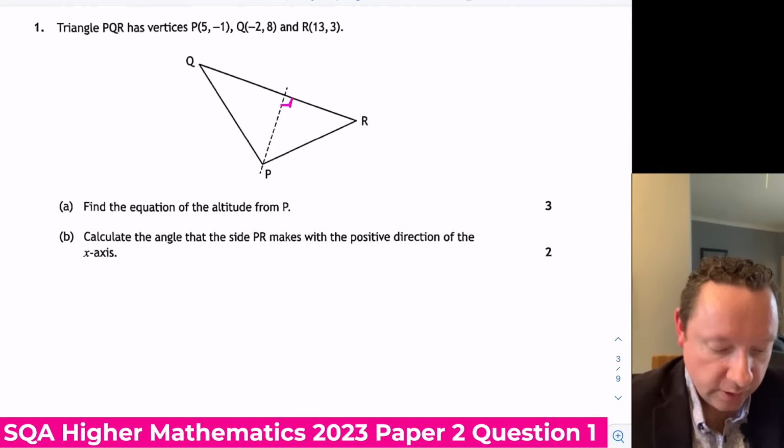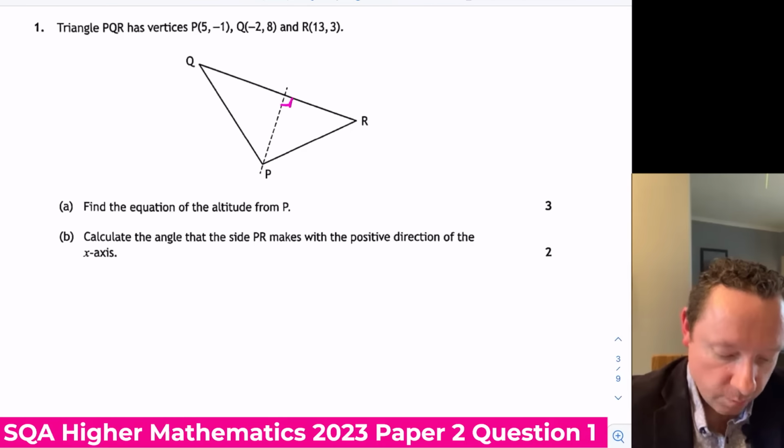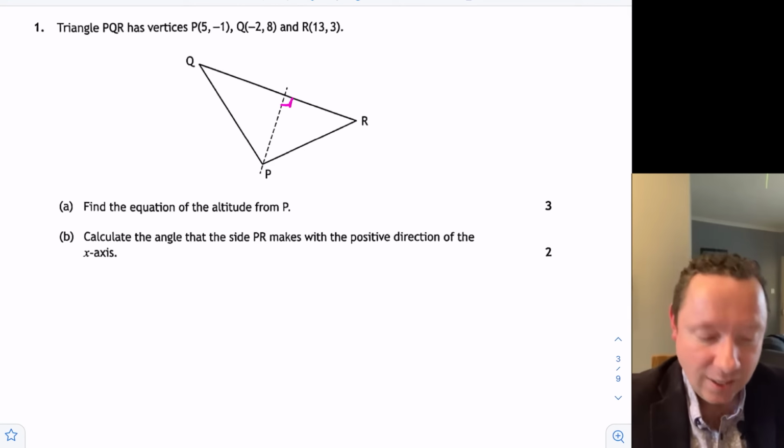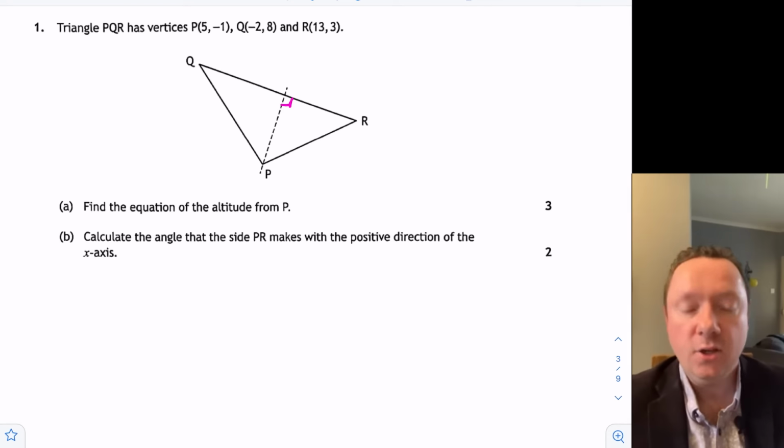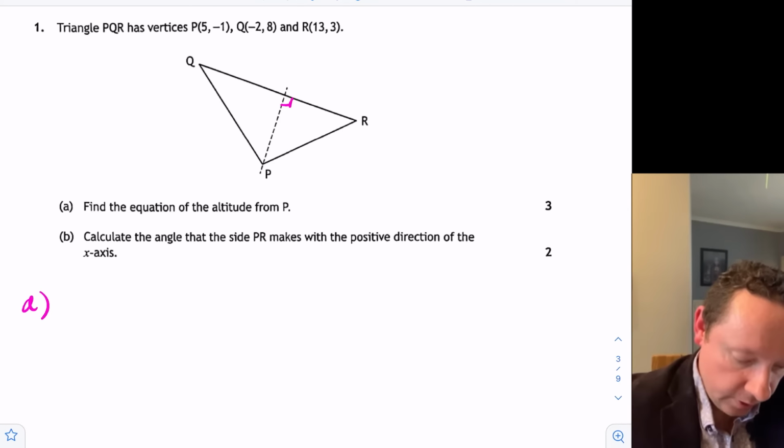Triangle PQR has these vertices. Find the equation of the altitude from P. Well, what they're drawing in, it's a right angle. So if I can find the gradient of QR, I'll know the gradient of the perpendicular. So part A, the gradient of QR.